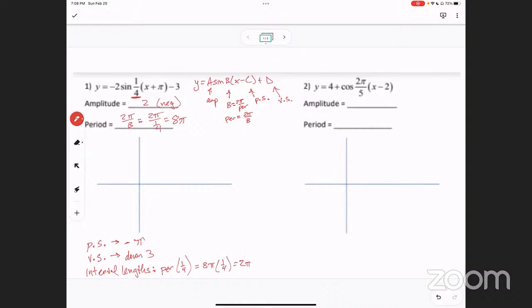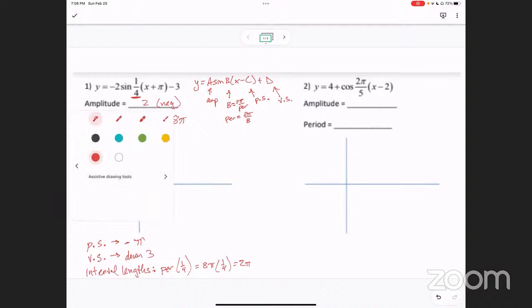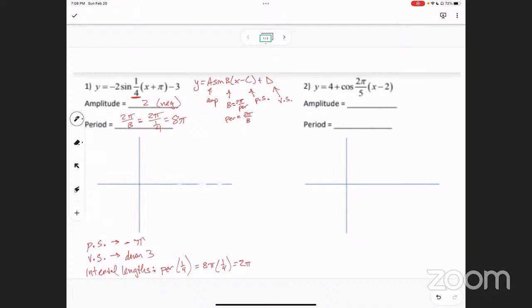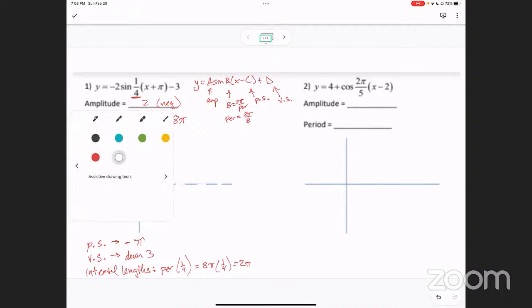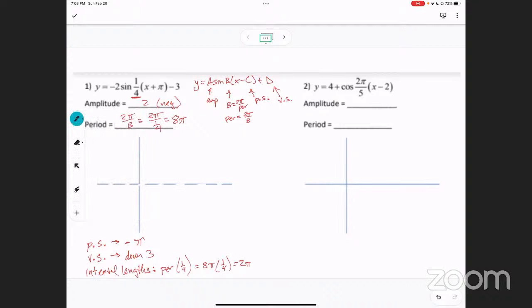Here's how I do this. Since they already drew in these lines, I'm going to call this first blue line, and make it a dotted line, my midline. The equation of my midline is whatever my vertical shift is, my d. So it's y equals d, which in this case is -3.